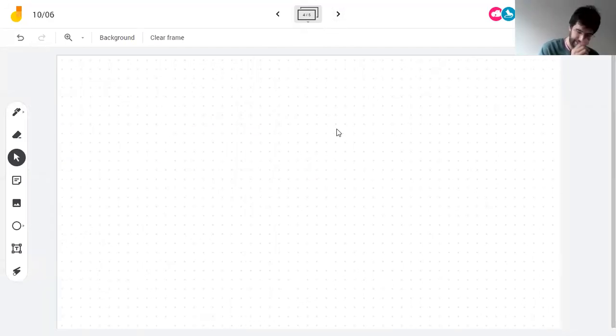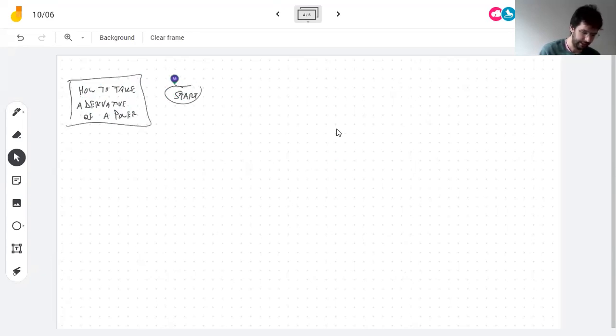If you just decided to make a flow chart, how to take a derivative of a power, you start and I ask you, is the base x? And if you say yes, we keep going. If you say no, then this goes like this.